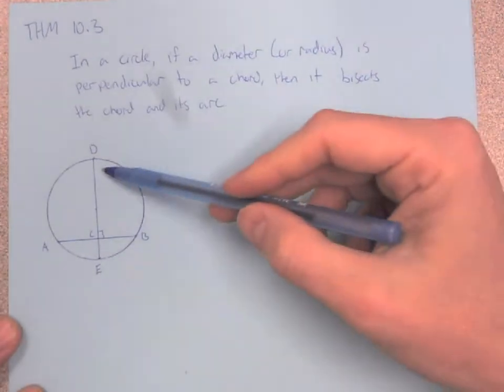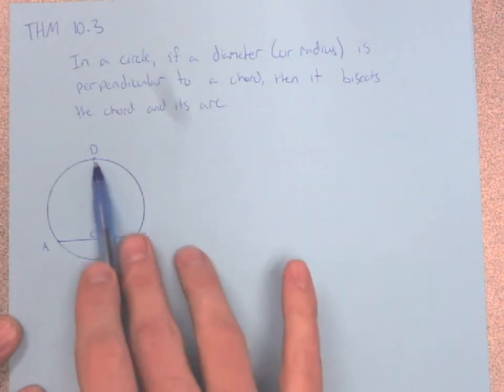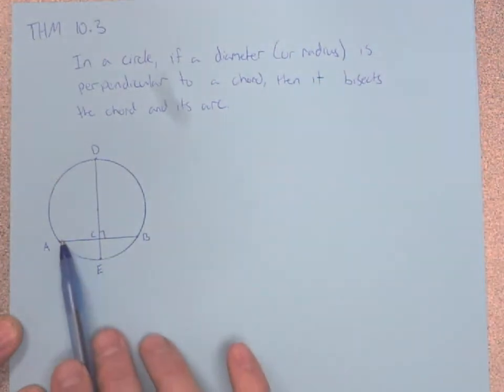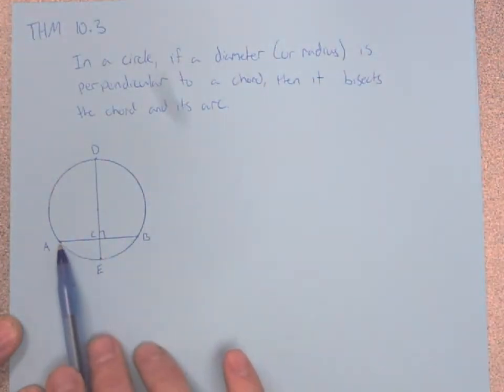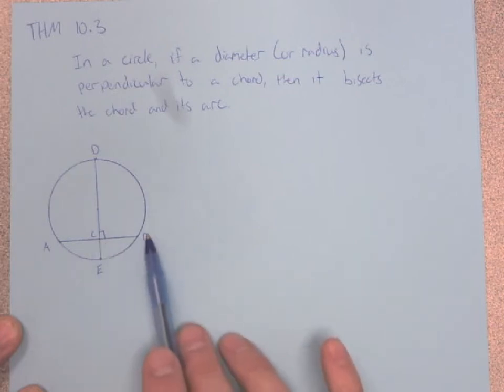Okay, so we have a diameter, we have a chord. Notice there's a 90-degree angle, so perpendicular means they form a 90-degree angle. What's going to happen is this diameter is going to cut chord AB into two equal halves, which means that AC will be congruent to CB.